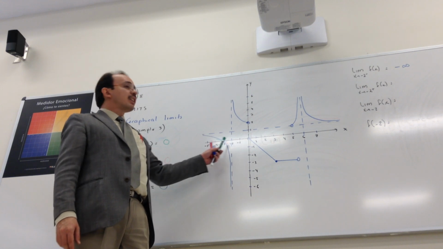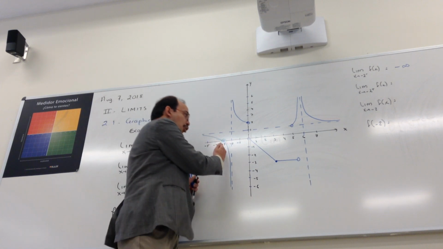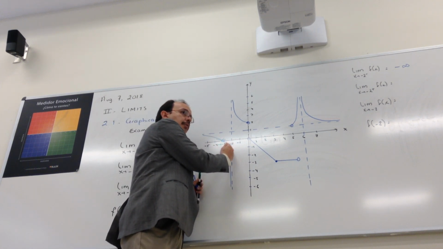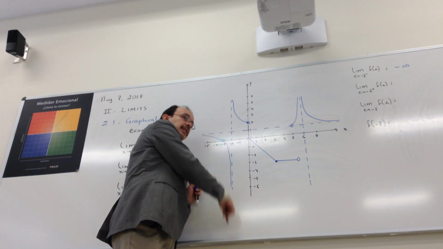Remember, you don't get to -2. You're only approaching -2. So, you're approaching -2 without touching the -2. But if you approach -2, my graph goes down, down, down. The graph.